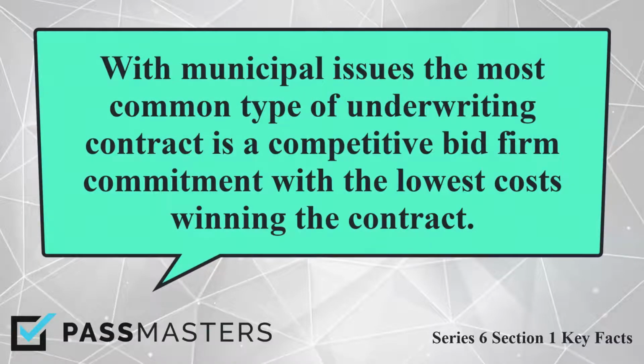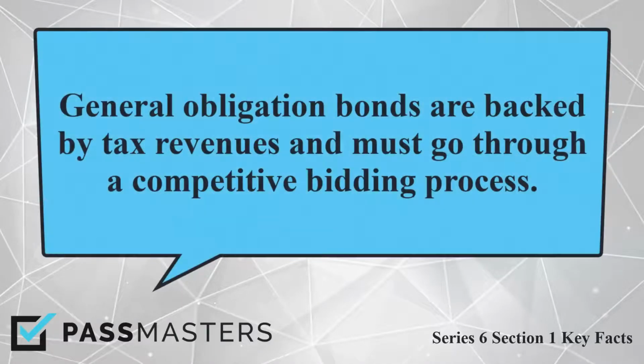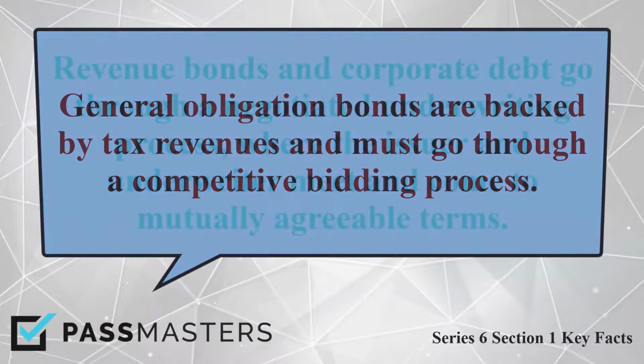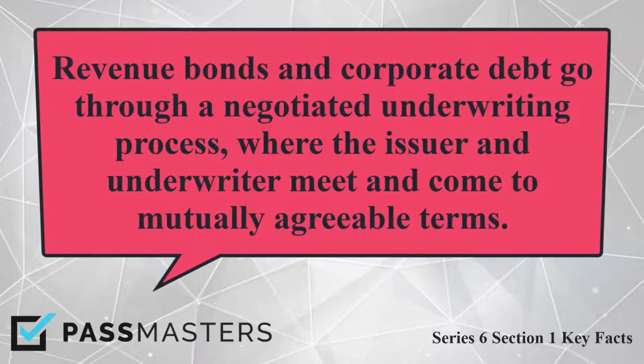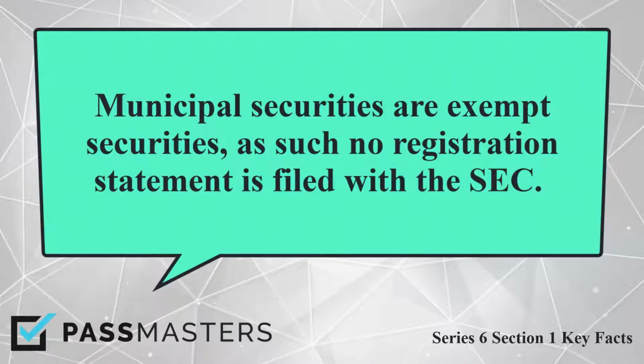With municipal issues, the most common type of underwriting contract is a competitive bid firm commitment, with the lowest costs winning the contract. General obligation bonds are backed by tax revenues and must go through a competitive bidding process. Revenue bonds and corporate debt go through a negotiated underwriting process where the issuer and underwriter meet and come to mutually agreeable terms. Municipal securities are exempt securities. As such, no registration statement is filed with the SEC.